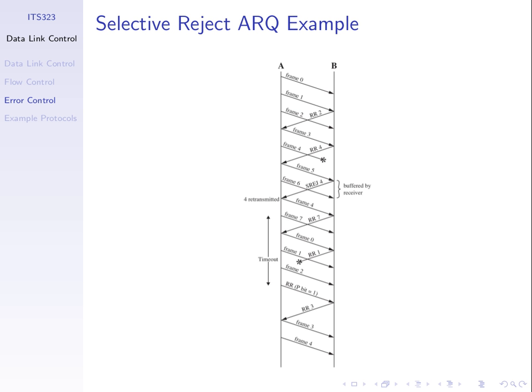Whereas with selective reject, we only need to retransmit 1 frame. We don't need to retransmit 5 and 6 because 5 and 6 are buffered by the receiver. So selective reject is more complex for the receiver, requires more memory and more processing to put frames back into order, but is more efficient because we only need to retransmit 1 frame. Go back N is less efficient but simpler than selective reject. Selective reject requires extra memory, more complex at the receiver, but can be more efficient than go back N. So they're very similar, those two, just for the way that the retransmission occurs.